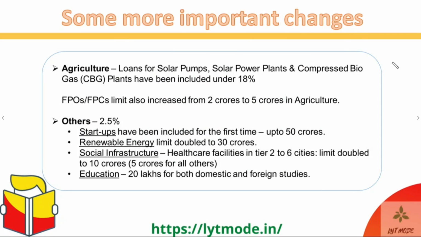Okay, so moving on to some important changes that have been brought about in the PSL targets this year. And the initial one is that under agriculture, the loans to solar pumps and solar power plants, both of them have been included under PSL. So all the loans that are given for solar pumps and solar power plants. And the third thing is compressed biogas plants. So on a side note, first of all, the solar pumps and solar power plants, these have been given a lot of boost under a very particular scheme of the government of India.